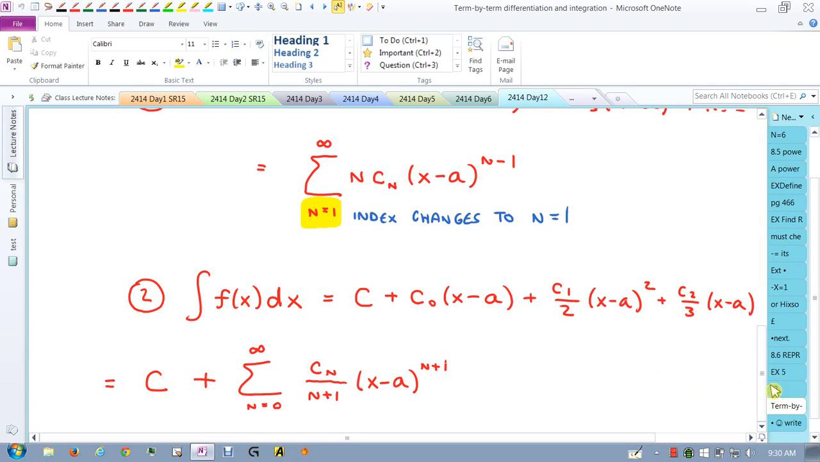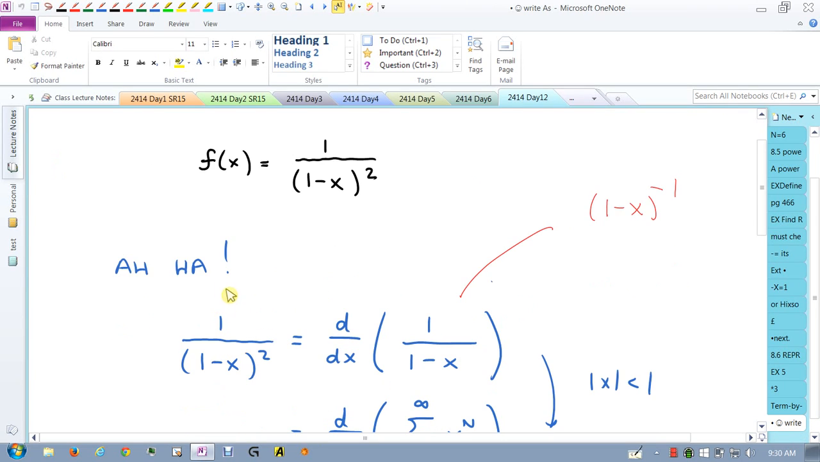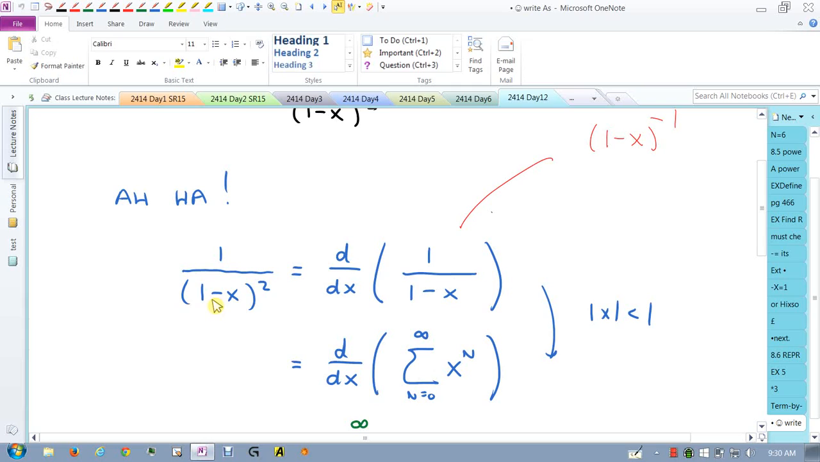And then after I did that, I did this example where we looked at this and we said, hey, look, that does not look like this geometric series because of the squared. And we said, remember this? Aha, but this is the derivative of this? Yes? Okay. So 1 over (1 minus x) squared is the derivative of 1 over (1 minus x).